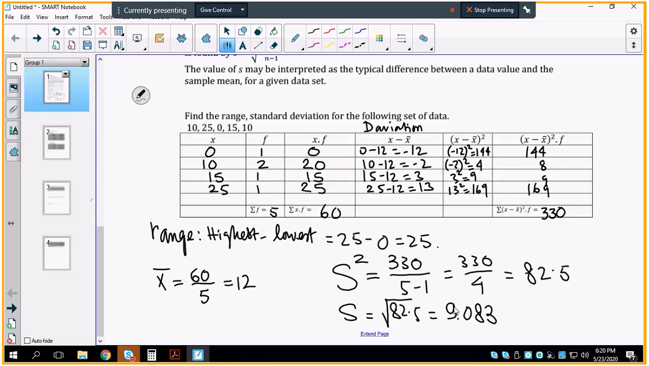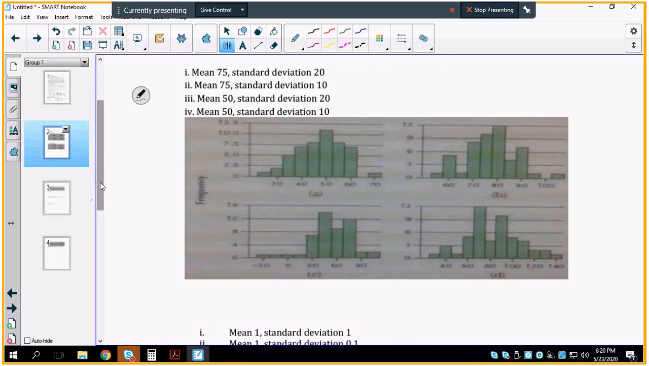So then the next example, we are trying to understand the variability of the data set by using graphs. We have been given 4 graphs and 4 different situations of mean and standard deviation, and we will understand which situation corresponds to which graph. If I look at the first graph A, I will see that the range of the data is from somewhere near 20 to 70. So the mean cannot be 75. So this is one of the situations between 3 and 4.